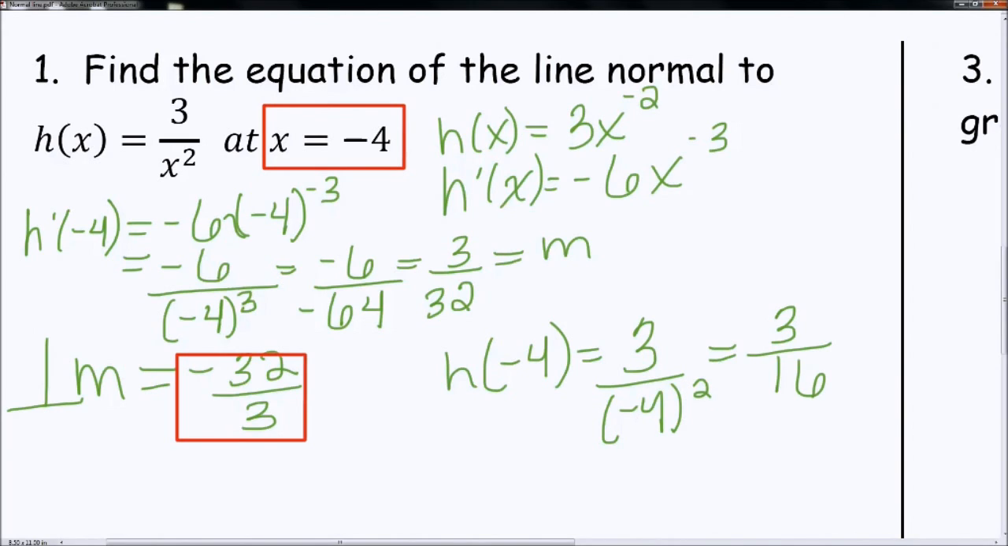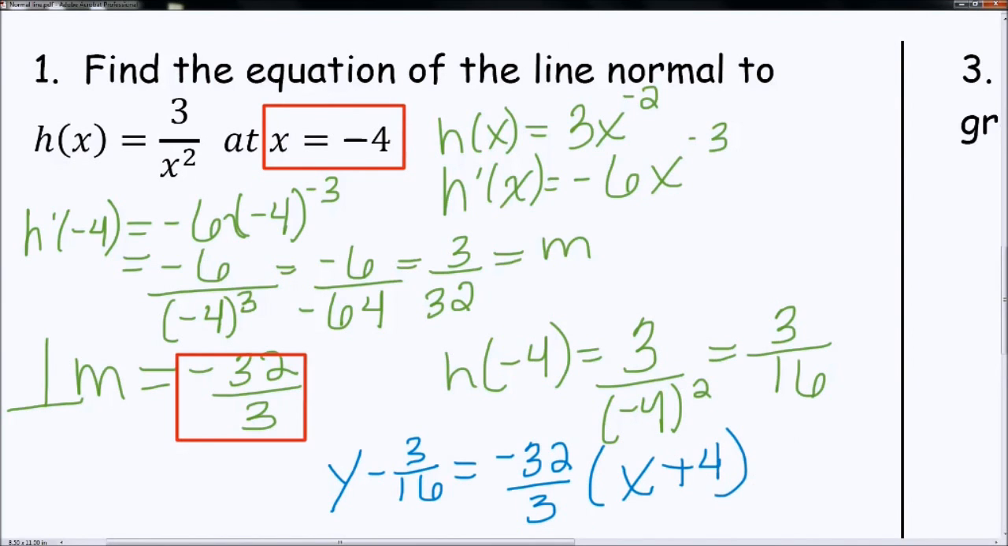So my tangent, or my normal line, is going to be y minus 3 over 16 is equal to negative 32 over 3 times x plus 4.